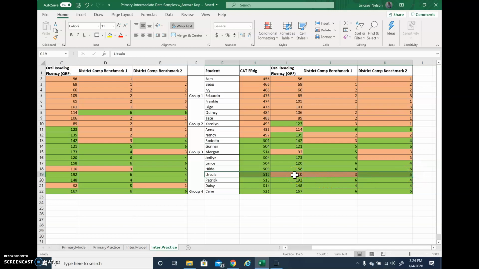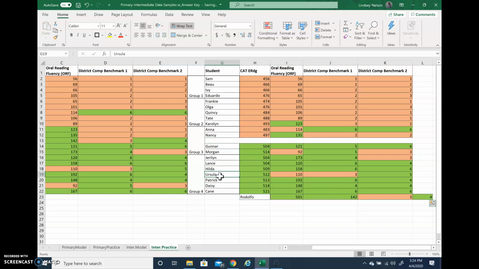But where Rodolfo and Ursula might make a good switch is in this oral reading fluency category that I'm considering here, as Rodolfo is quite a bit more advanced than Ursula is in that area. So I'm going to go ahead and take Rodolfo and switch out for Ursula.